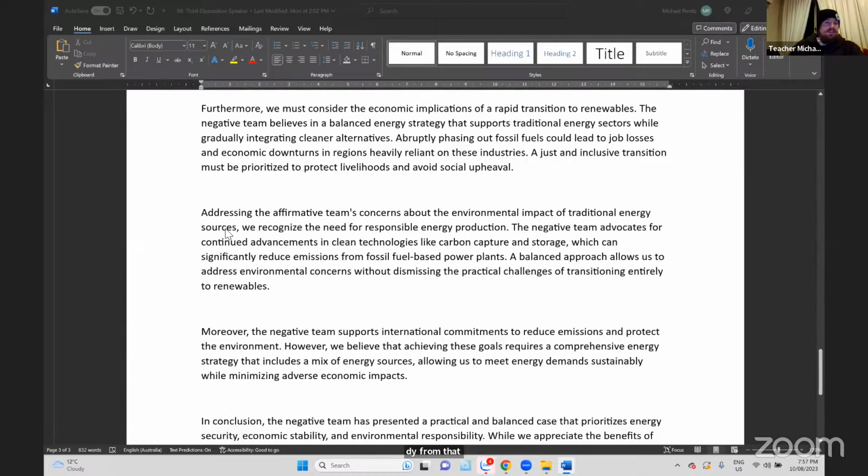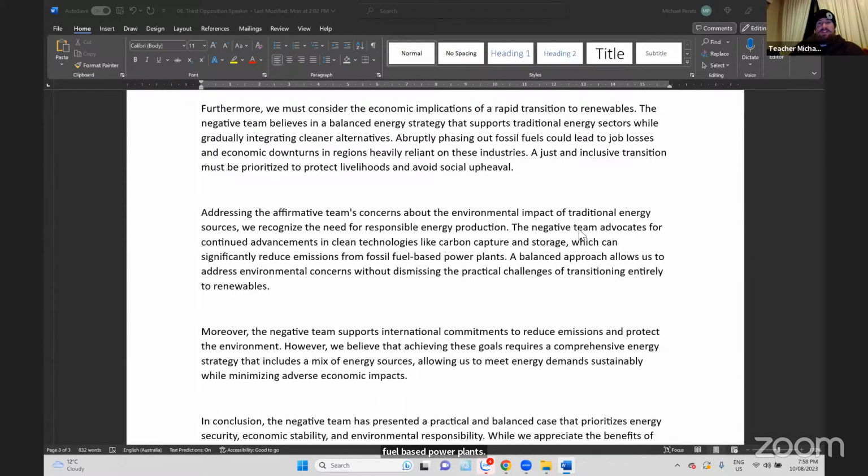We need to address the affirmative team's concern. We move on to the next concern they had about the environmental impact of traditional energy sources. We recognize the need for responsible energy production. So again, we're saying yes, we've considered that, and it needs to be produced responsibly, and we don't want to destroy the environment further. The negative team advocates for continued advancements in clean technologies like carbon capture and storage, which can significantly reduce emissions from fossil fuel-based power plants.